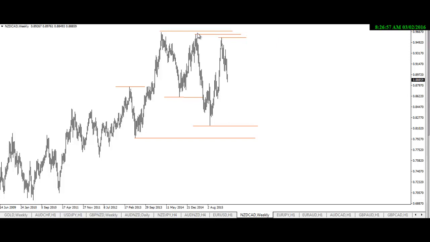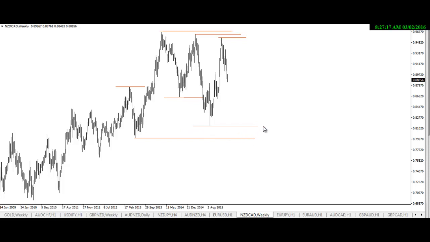Starting from here, this is a resistive zone. Price came there three times and it was resisted, making this place a very strong resistance zone. Likewise here, this level and this level. This particular zone is also a very strong support zone.